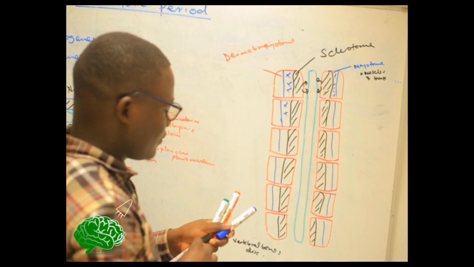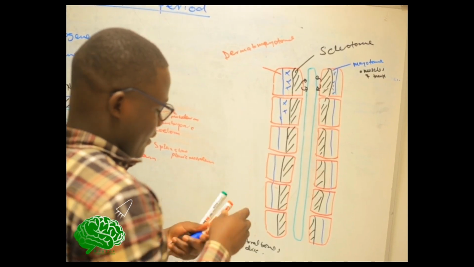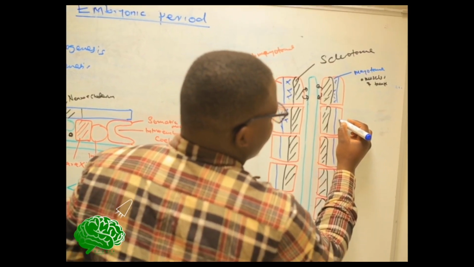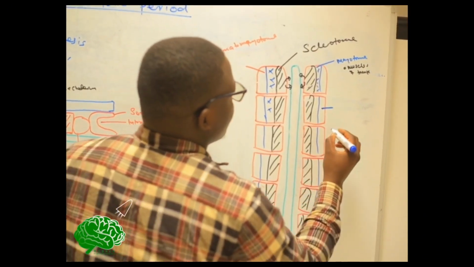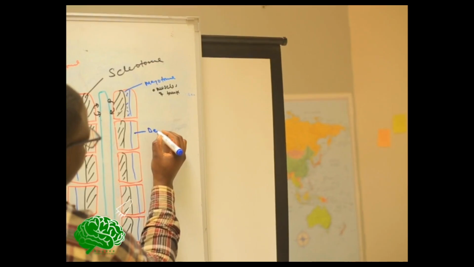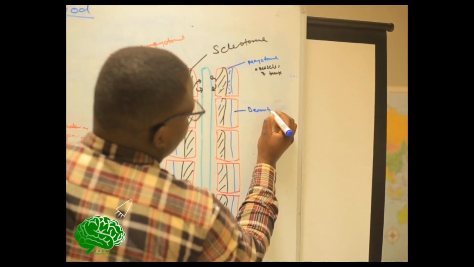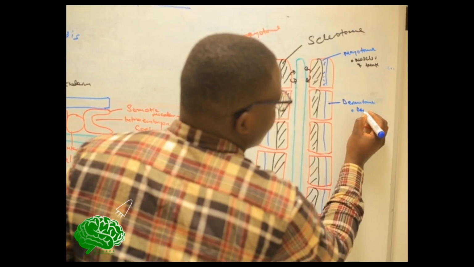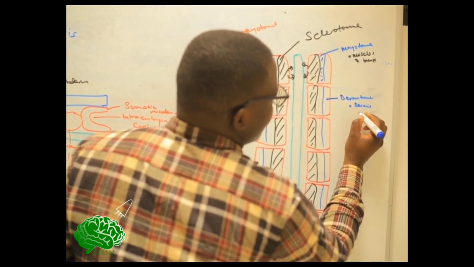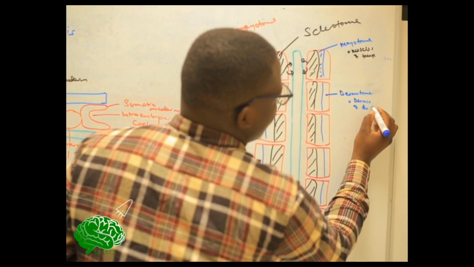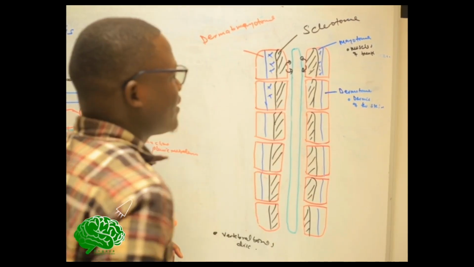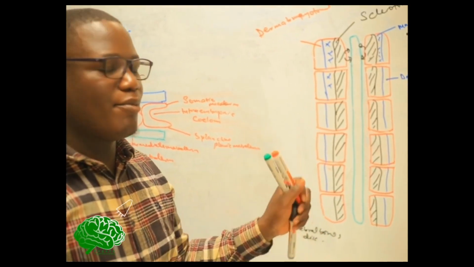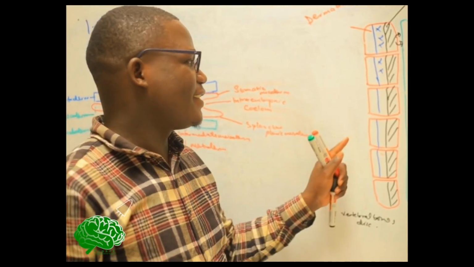Then these other aspects that are left form the dermatome. And the dermatome will give rise to the dermis of the skin. So now we have looked at what paraxial mesoderm will result into.